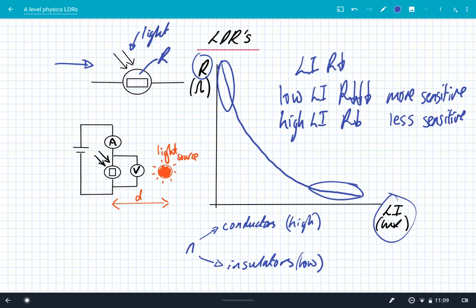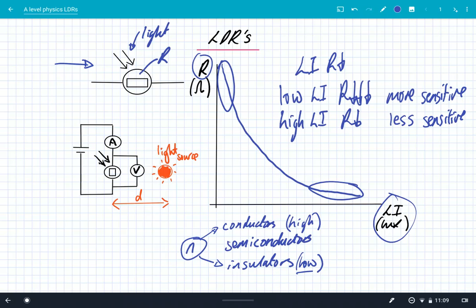The reason why LDRs behave in this way is because they're made of a material called a semiconductor. So we're going to go back and do a quick recap about what we mean by conductors and insulators. N here stands for number density of free electrons. Conductors have a high number density of free electrons, which means that they conduct electricity very well. Insulators, on the other hand, have a very low number density. Semiconductors, as you might guess, are somewhere in the middle.